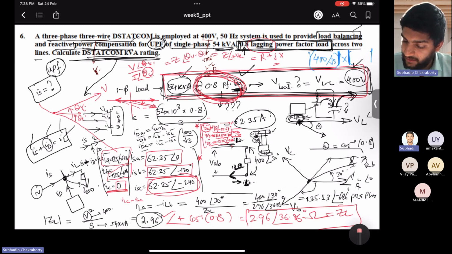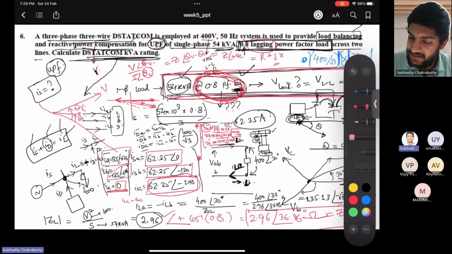Mod of the voltage across the DSTATCOM into mod of the current applied by the DSTATCOM. So 73 plus, again you do 400 by √3. You can take 400 by √3 common, right? Because the voltage will be anyway the same, only the currents are different. So I will write it afresh.